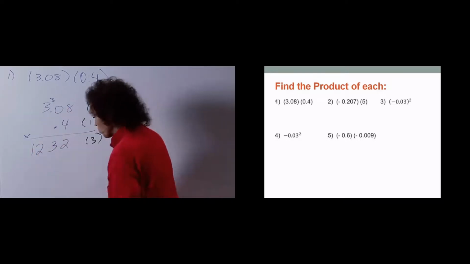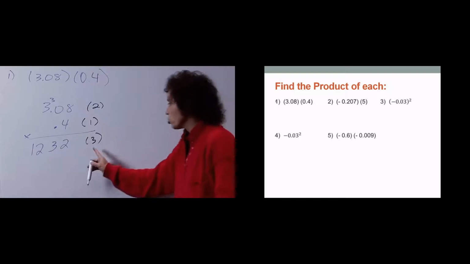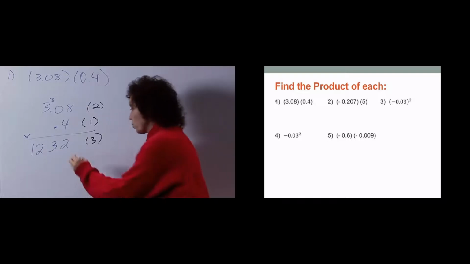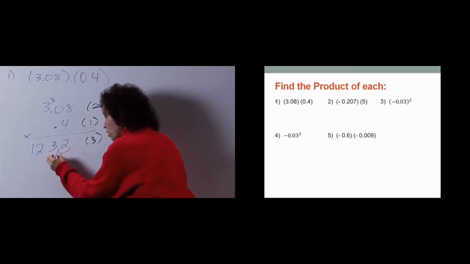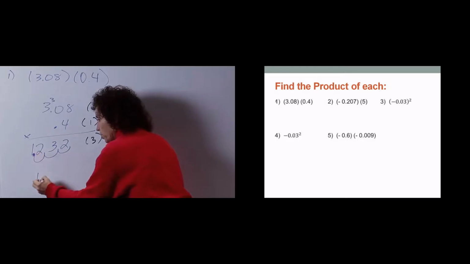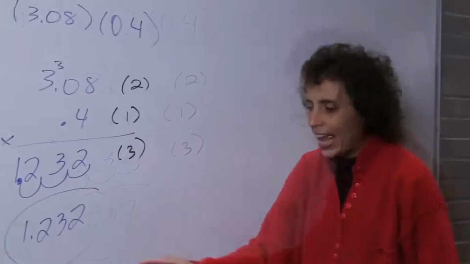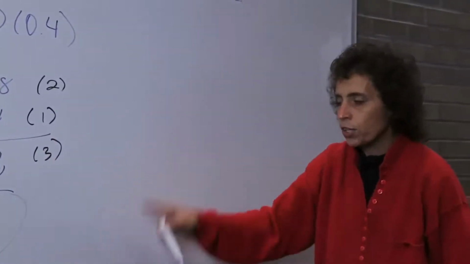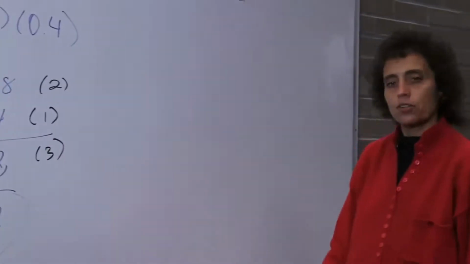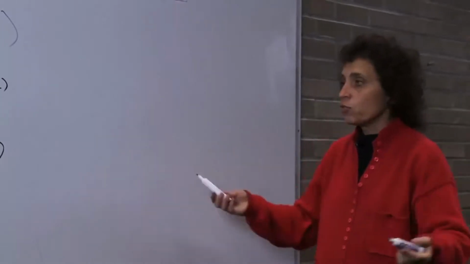So I'm not bringing the decimal down. I don't even have to line up my decimal. I just know they're going to be 3 places in. So here we go. We count 3 places. 1, 2, 3. There's my answer. 1.232. So 1 and 232 thousandths is the answer. Cool, right? That's really nice and simple.